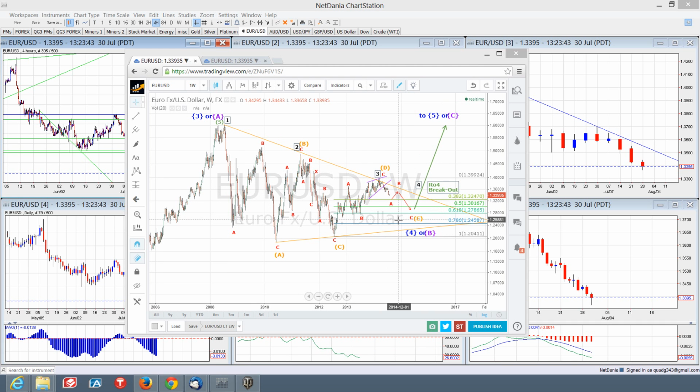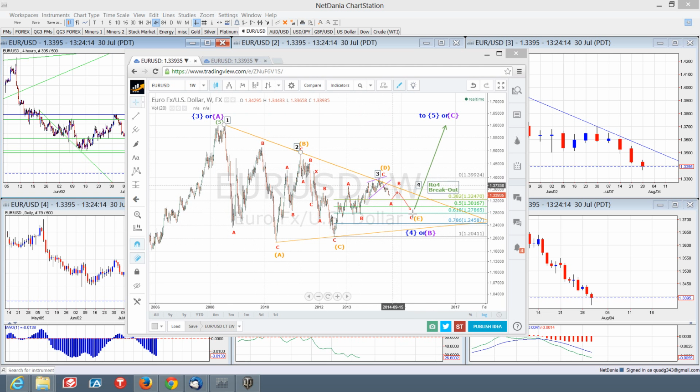Triangle corrective structures are built of 5 sets of 3 waves, and you can see that wave A here was built of 3 waves, 1, 2, 3 for an ABC. Wave B also 3 waves up, A, B, C, and then wave C down was actually a double zigzag for 7 waves, ABCX, ABC for the end of C, and then 3 waves up, ABC for wave D.